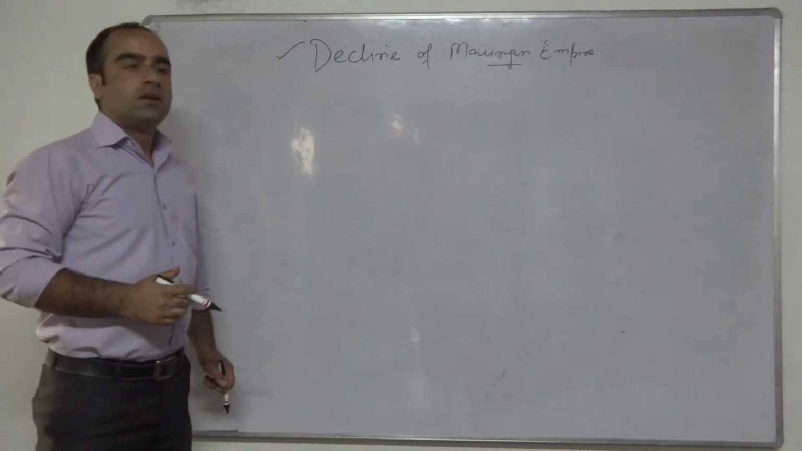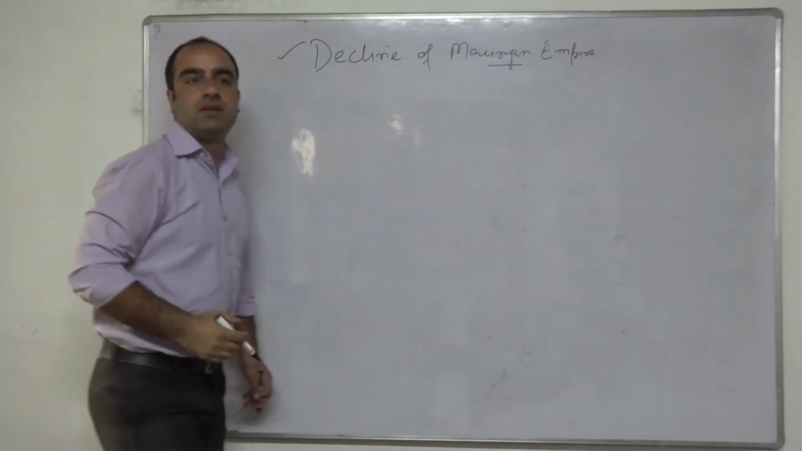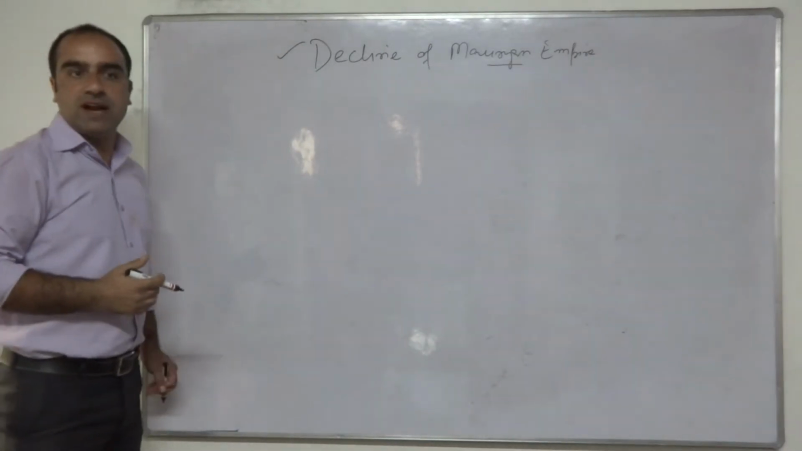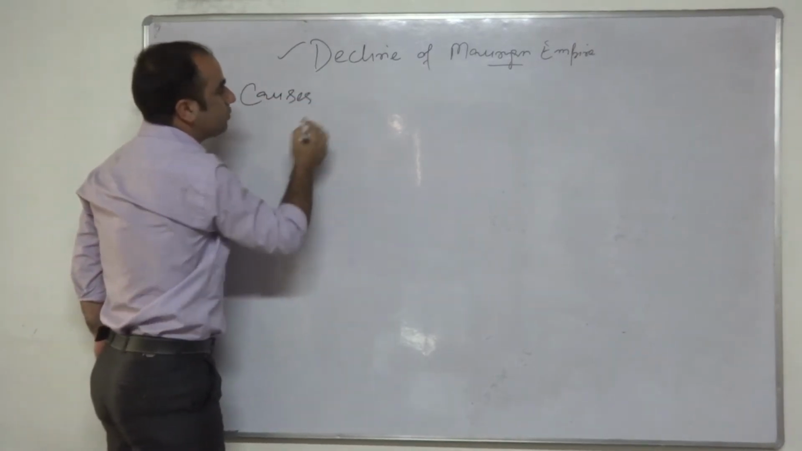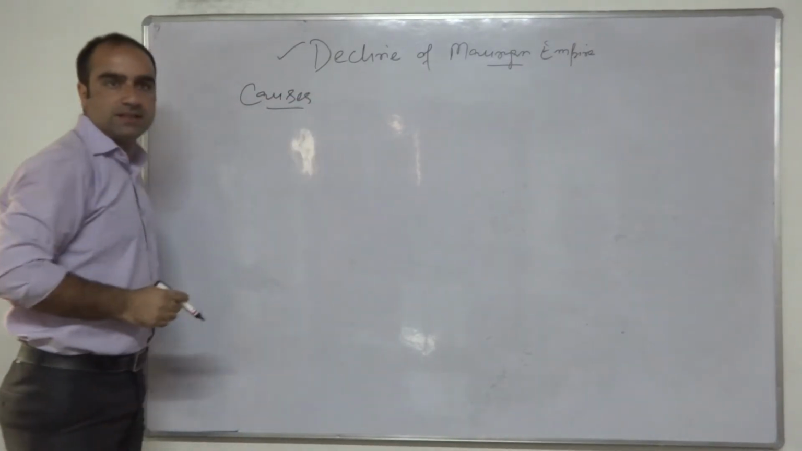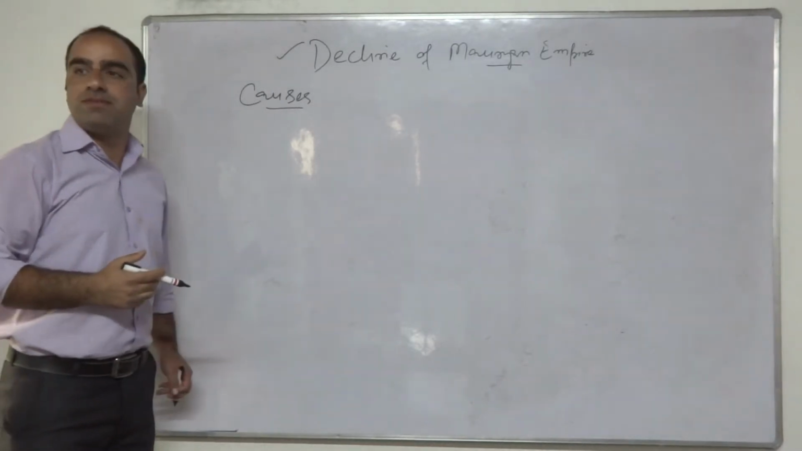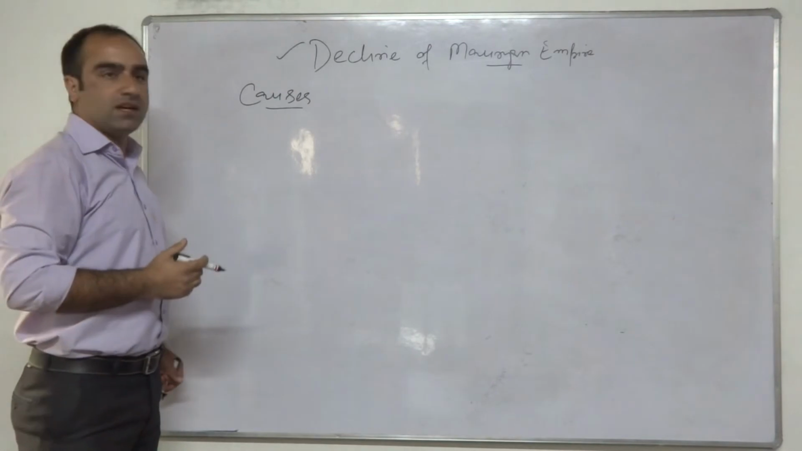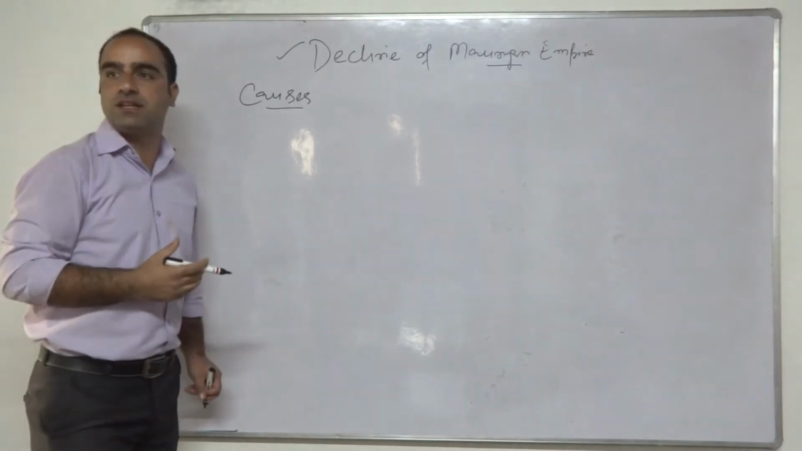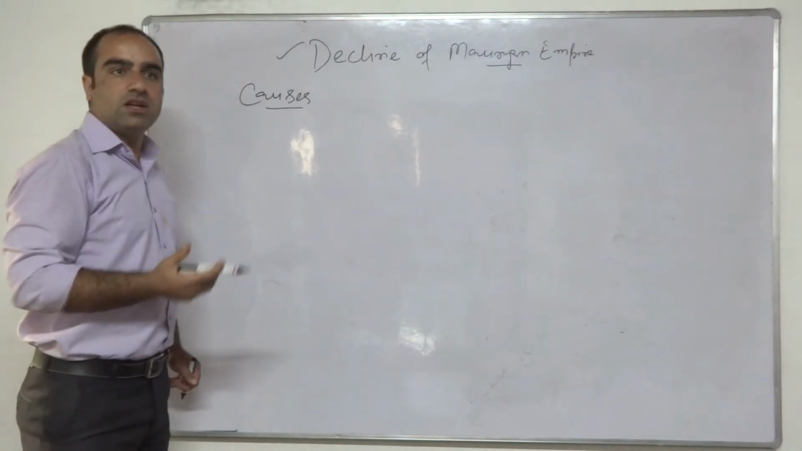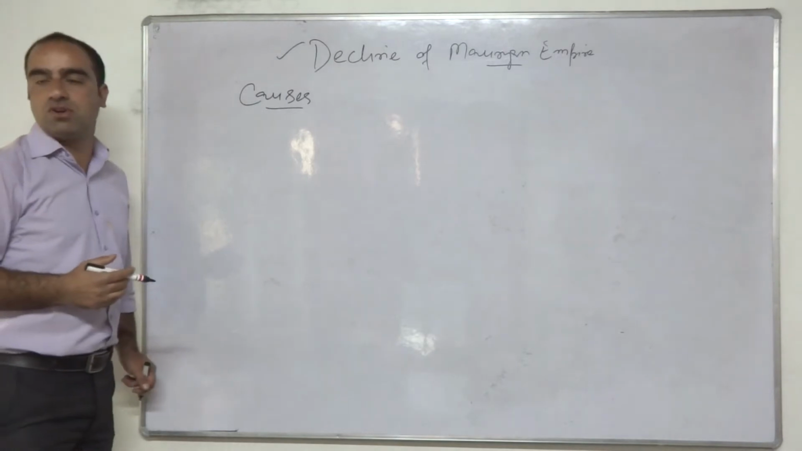So today we are going to discuss the decline of the Mauryan Empire. In this topic, we will try to find out the causes which led to the decline of this Mauryan dynasty. After the rule of about 150 years and after the death of Ashoka, the signs of decline in the Mauryan Empire started to occur. Now, what are the causes? What are the reasons which led to the decline and collapse of this Mauryan Empire?